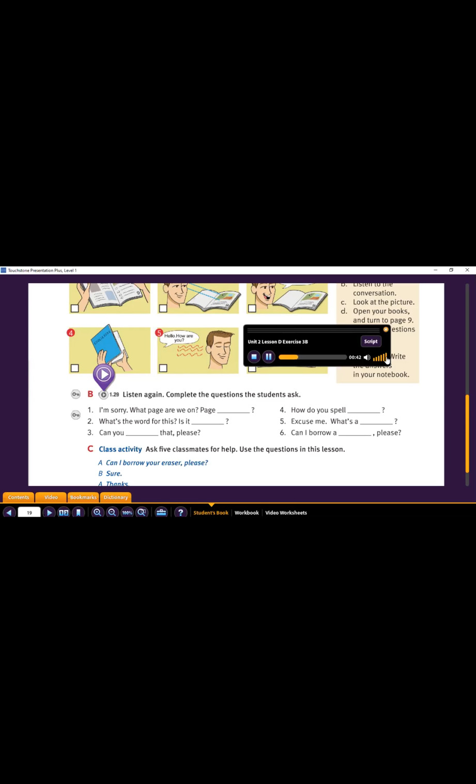2. Okay, what's on page 9? A picture of a classroom. Right. Look at the picture. What's in the classroom? A clock. Yes, that's right. Excuse me, what's the word for this? Is it a desk? Right. The teacher's desk.